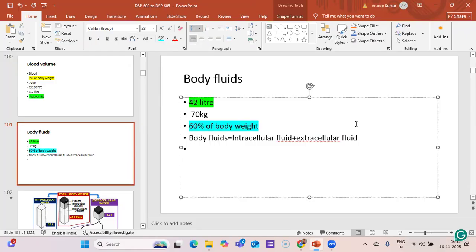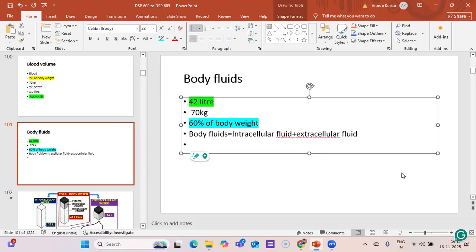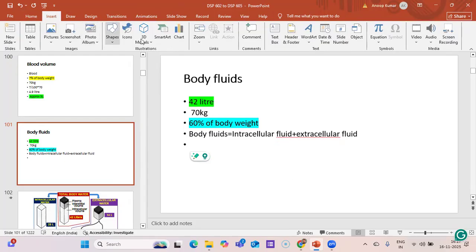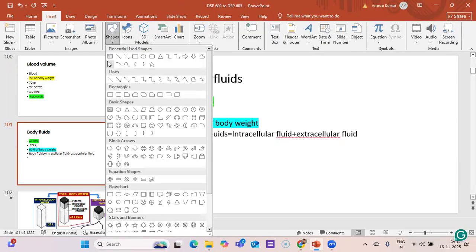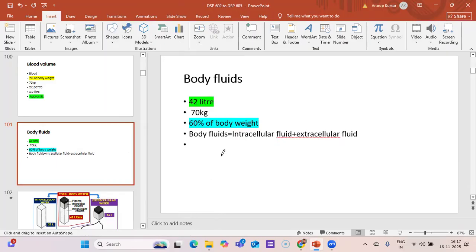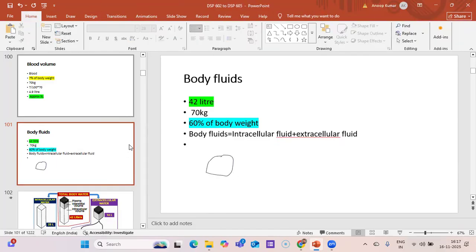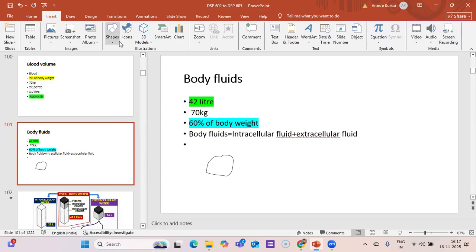And what does the body fluid contain? Body fluid contains all the fluid which is inside the body. So what is the fluid inside the body? There is a fluid which is inside the cells, right? For example, this is your cell. The fluid which is present inside the cells, that we call intracellular fluid.